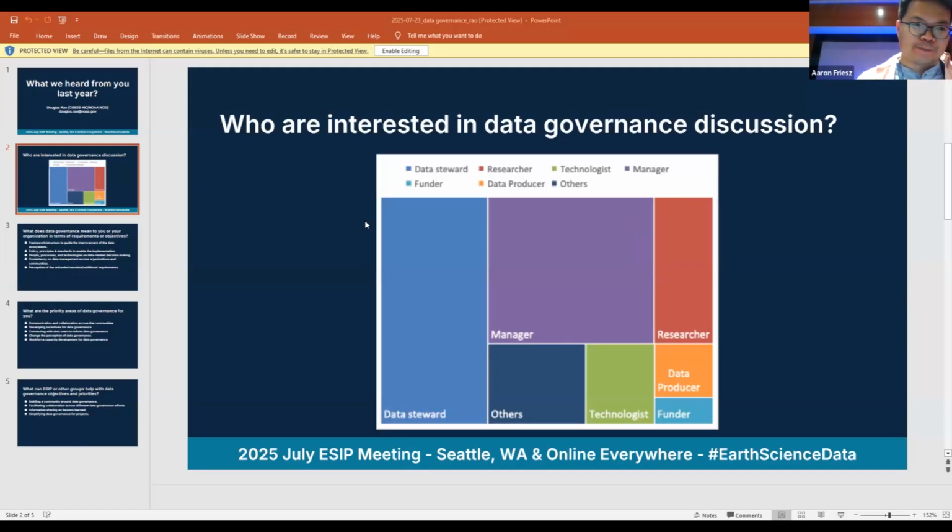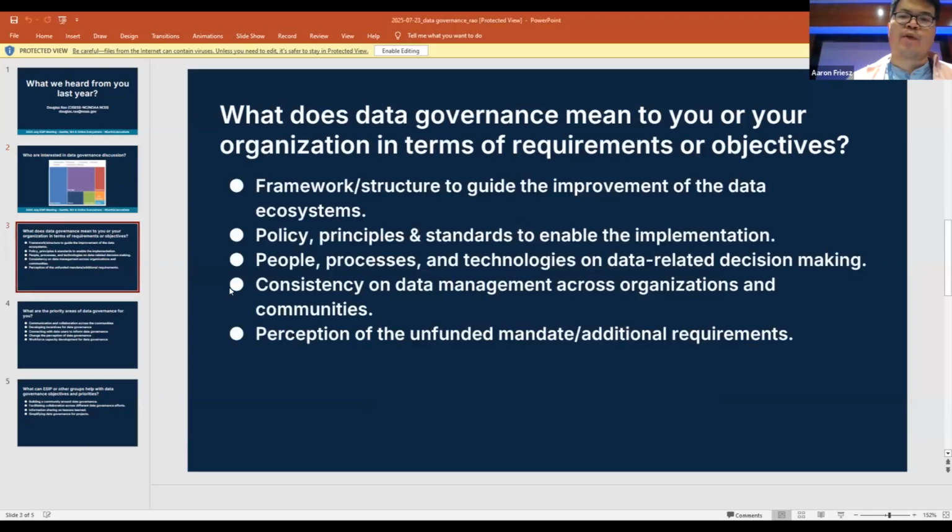So then we asked exactly the same question we asked you all today, looking at what data governance means to you and your organizations in terms of requirements and objectives. There were a lot of responses, about 40, the same number of responses we received today. Those are a few themes I pulled out from the responses.